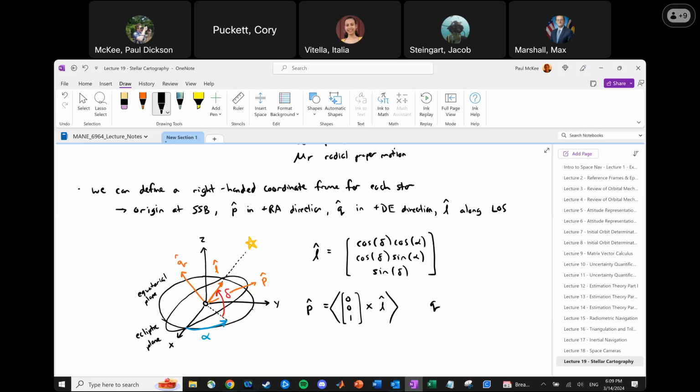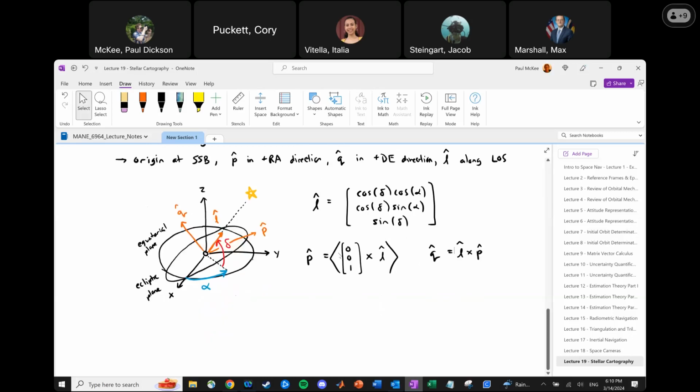Finally, Q is the easy one, and that is L crossed P. Okay, so that is the local star reference frame, which is true only for that star. You might be saying, well, Paul, why do we care about that? The answer is we're going to need it in a minute, so just bear with me for now.